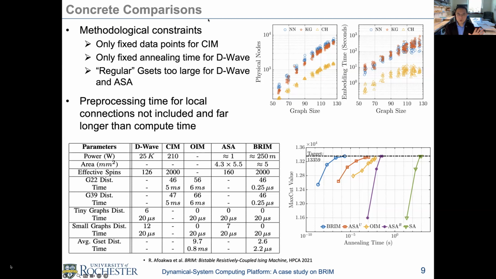So there's a whole bunch of methodological constraints: fixed data point for CIM, fixed annealing time, at least for the budget that we had. This is really a high-level coarse grain comparison.